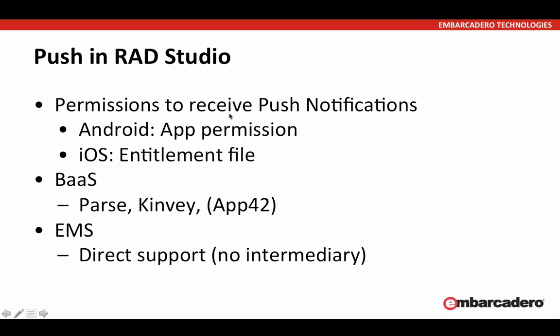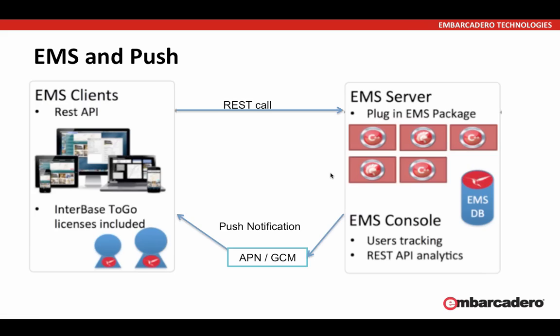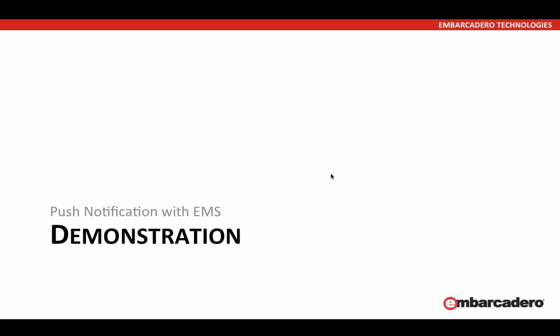Now, in the past, we had push notification support available through Parse, Kinvey, App42, and other backend as a service providers. In the future, we'll have direct support without using any of these intermediaries, direct support inside EMS. So with this scenario, not only can your application use HTTP REST calls, which are unidirectional, to reach the EMS server, but the EMS server has a way to reach back the client via these Apple and Google services using the push notification.